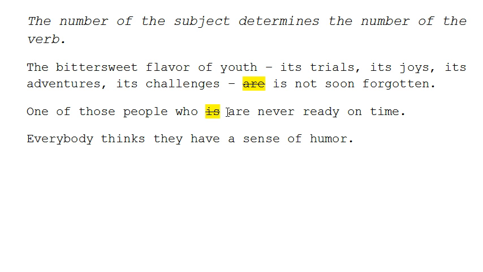Another source of confusion is with everybody. Everybody might seem like a number of people, but it's actually one person. The number of the subject here is singular. Everybody thinks they have a sense of humor. We often make this mistake when we're speaking. But in writing, we need to remember that everybody has as a number singular. Therefore, we should not write they have a sense of humor, but we should write he has a sense of humor. Thus, the number of the subject and the number of verb determine each other.